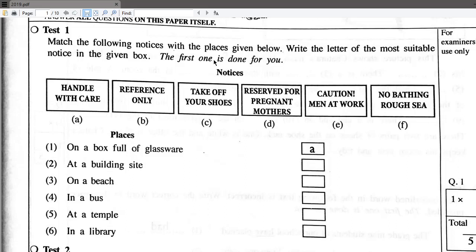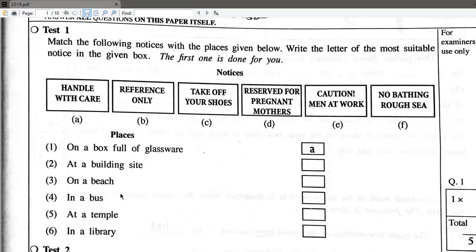So, take off your shoes means when you go to the beach also, sometimes you take off your shoes so that you can play. But is it the most suitable answer? No. The most suitable answer is at a temple.